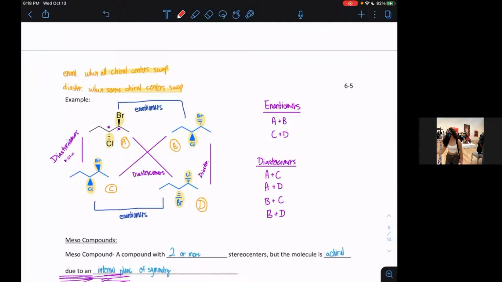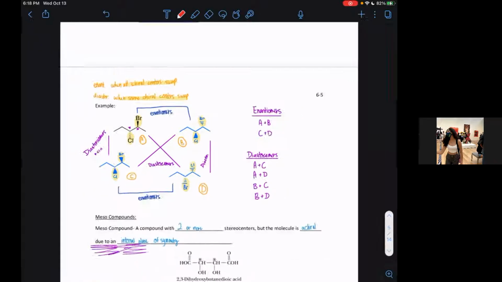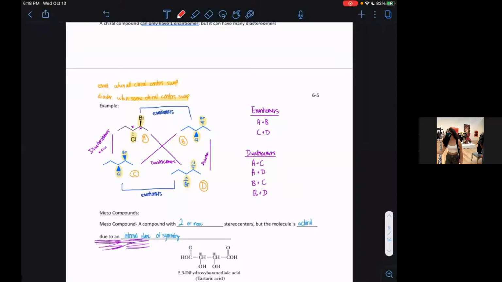So I just loaded it into the notes. Where did it go? I was also looking for it in the book, and diastereomers is basically just anything that isn't an enantiomer or the same compound. It's just like a leftover thing.